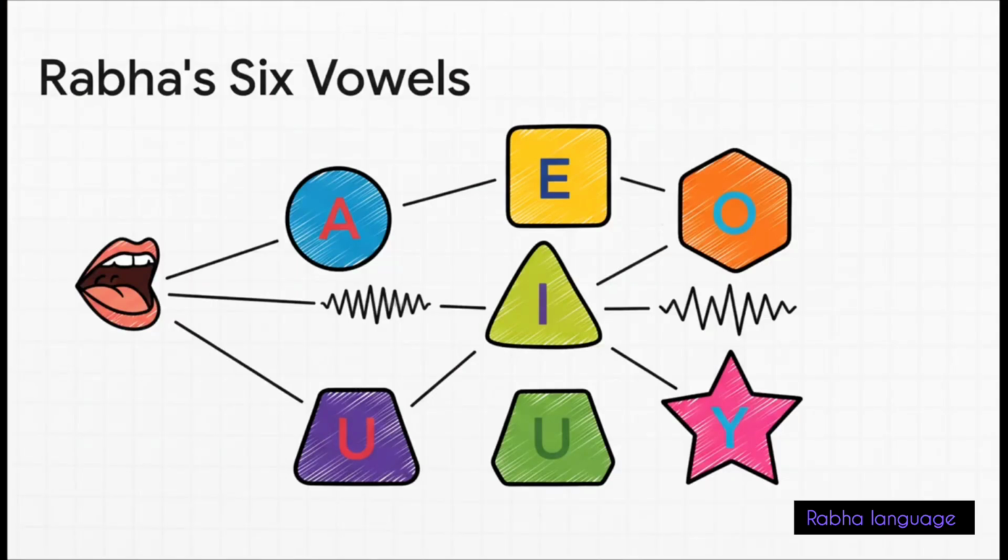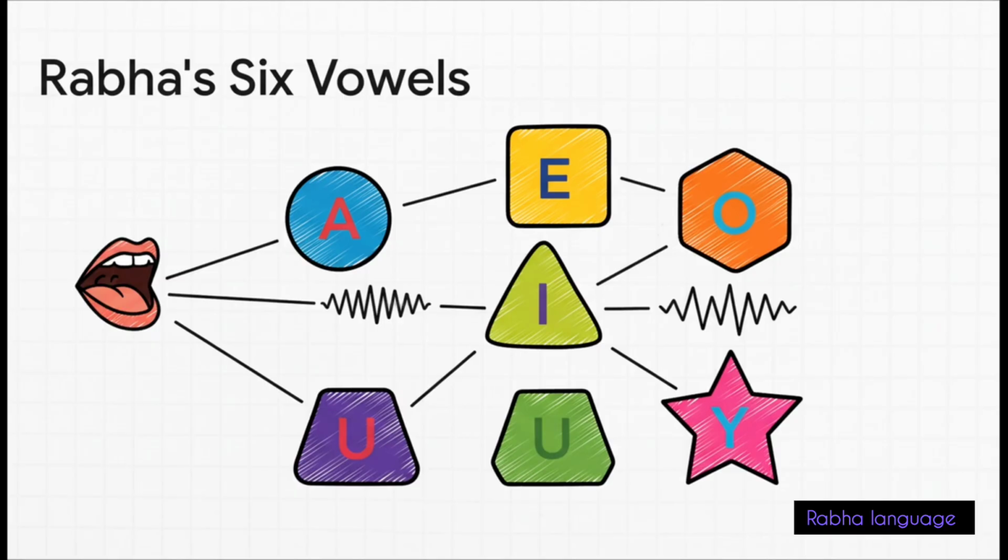It's a similar story with the vowels. Rabha has this really clean, simple set of just 6 vowels. No confusing silent E's, none of those weird letter combinations we have in English. Each letter stands for one sound, period. It all seems so beautifully logical, doesn't it?